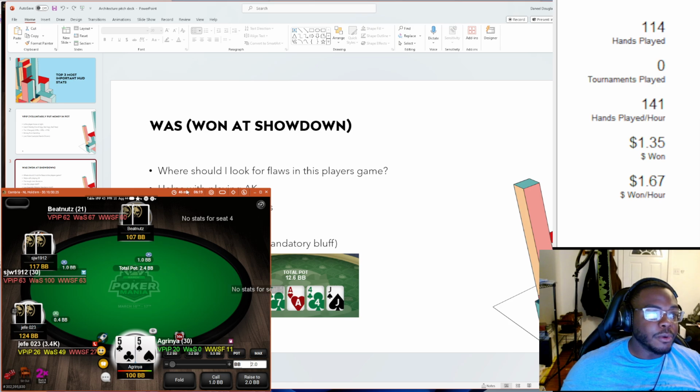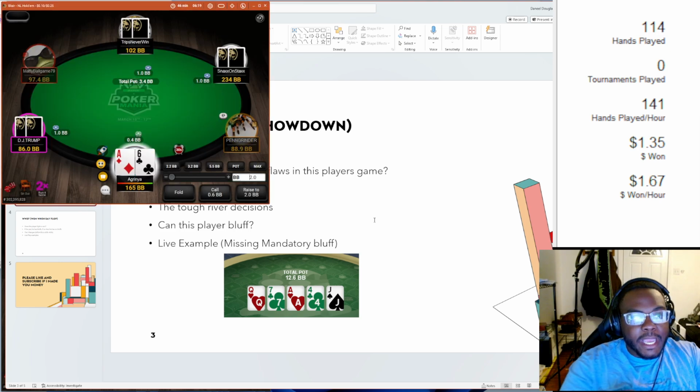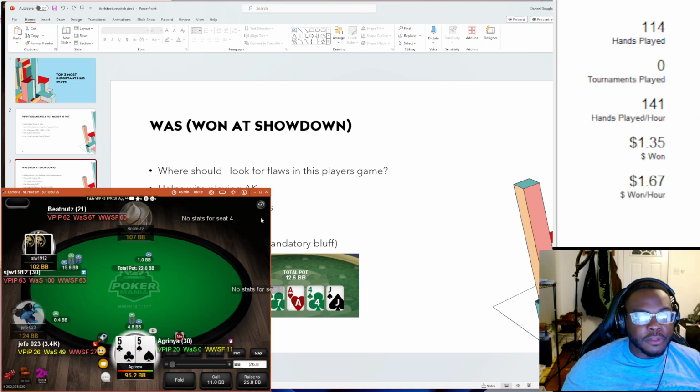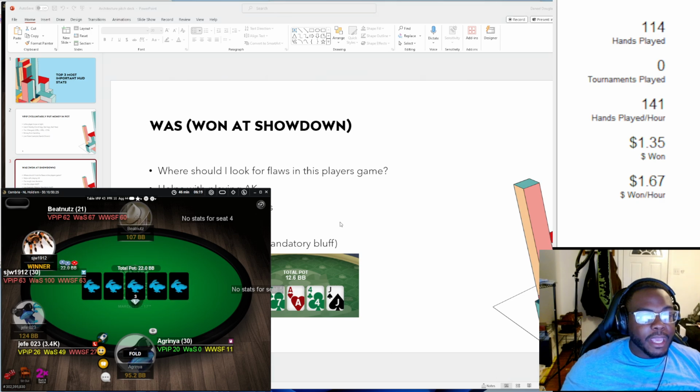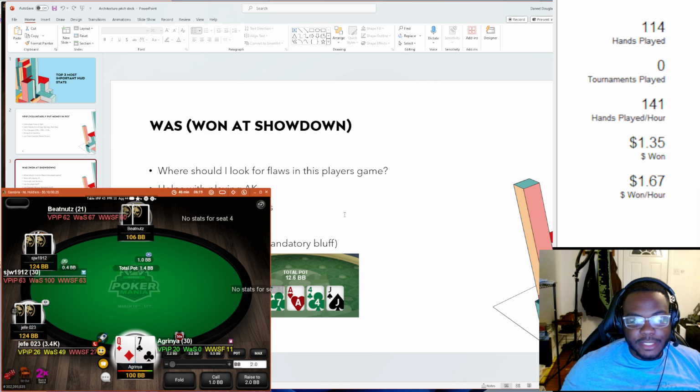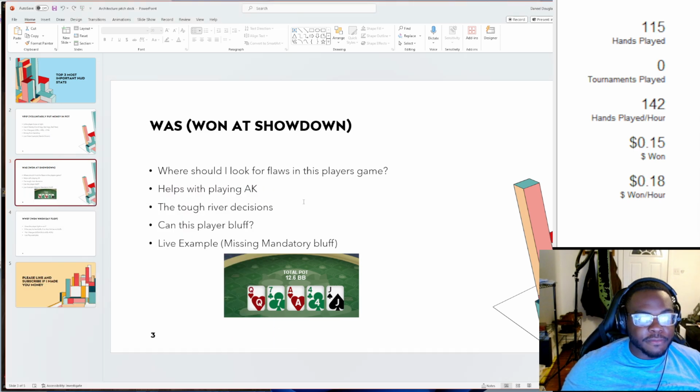Next up is 1 at Showdown. I love this stat because it answers this question. Where should I look for flaws in this player's game? Okay? If a player's 1 at Showdown is too high, that means they're getting to the river with too strong of a range.